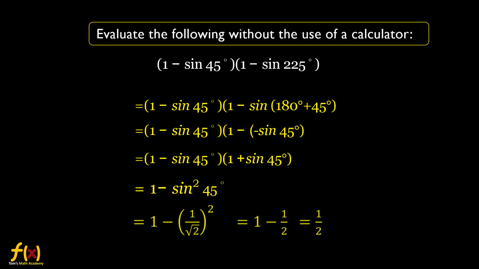So this is answerable. What is sine squared 45? Sine 45 is 1 over root 2, and squaring it, that is 1 minus 1 over 2, which is half. Another beautiful question.